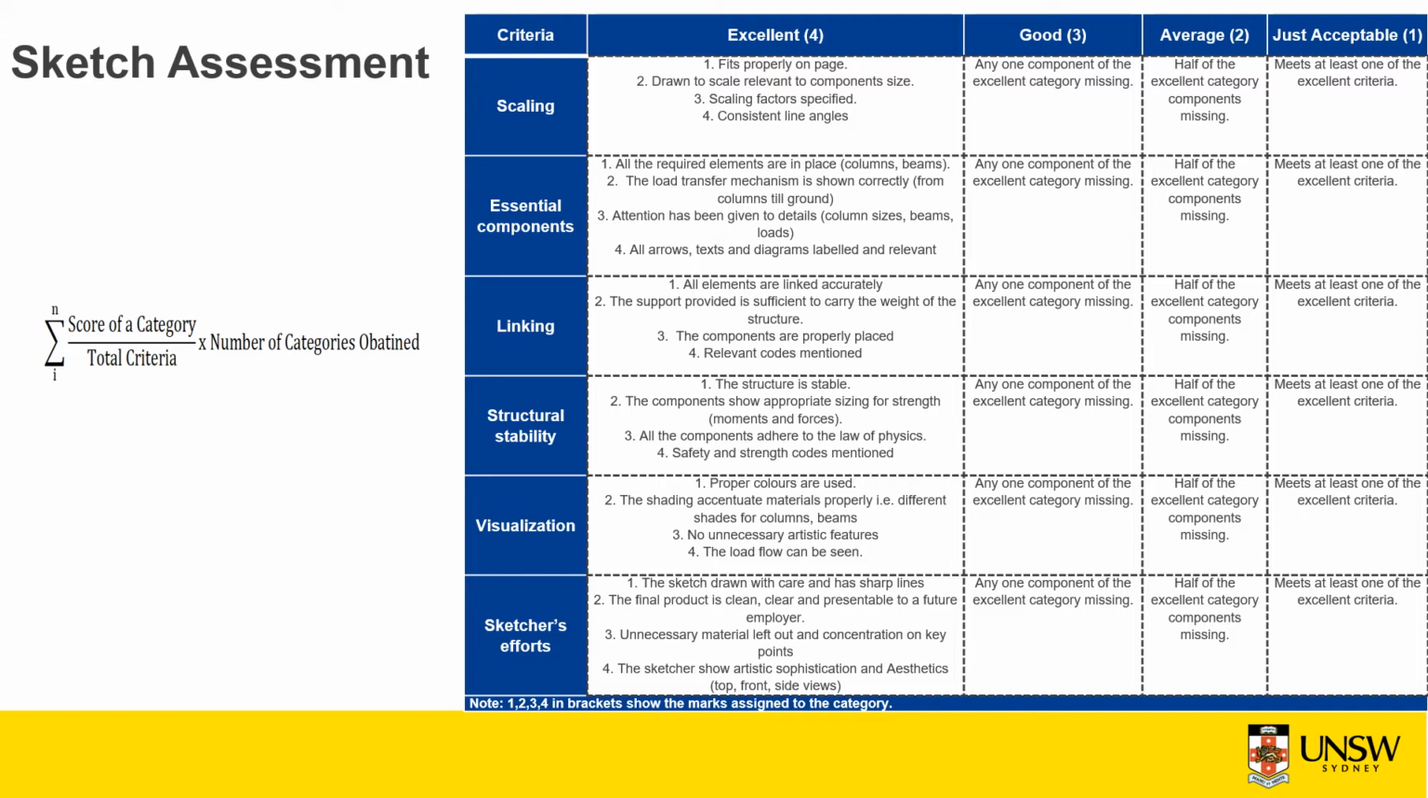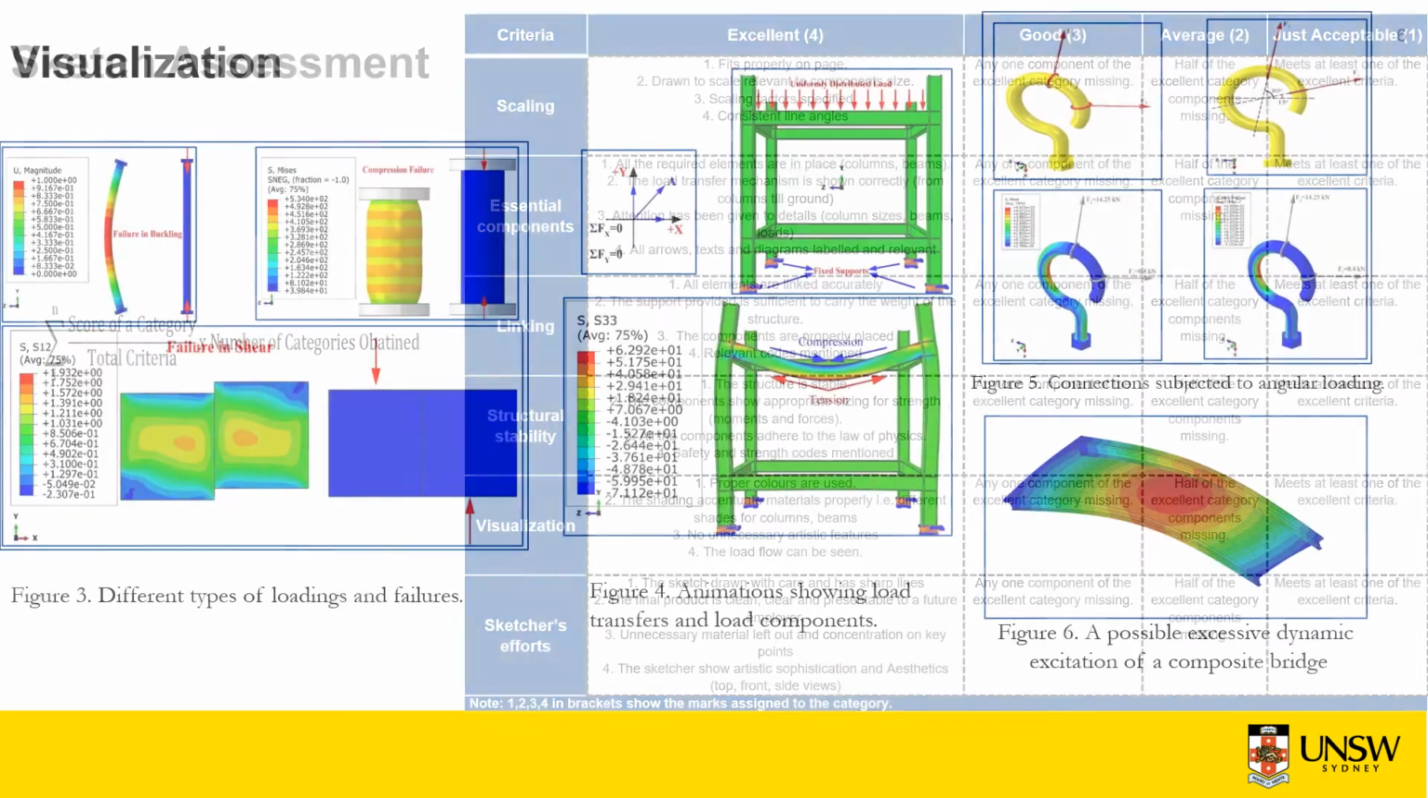For example, excellent, good, average, and just acceptable, from 1 to 4. So based on these, depending on where the student is falling in terms of the assessment criteria, they were given the scores accordingly for that specific sketch.